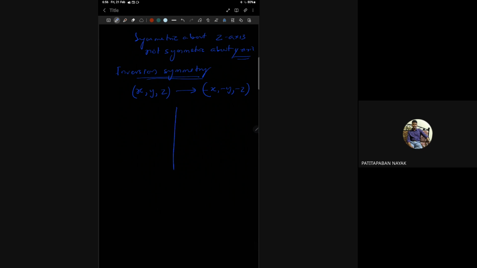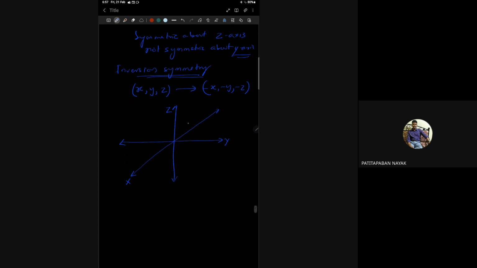Let us say we have a three-dimensional axis system. This is my x-axis, this is my y-axis, and this is my z-axis. I take a point somewhere here. Then what will happen? Well, this figure is not telling much. This is in the first quadrant. Let me maybe draw it a little bit differently. Let's say the point is somewhere here.